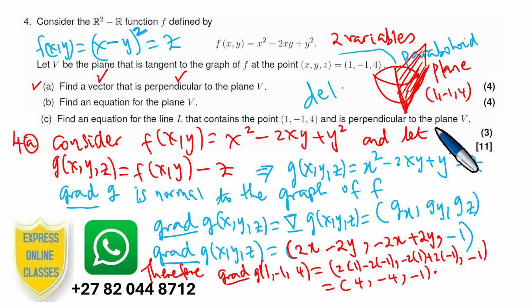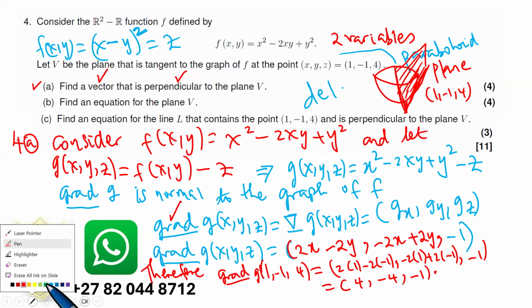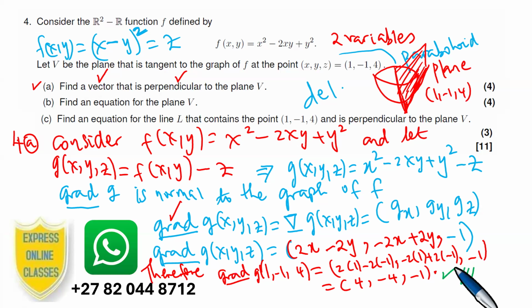Then we are asking the question, find a vector that is what? Perpendicular to this plane. This plane is tangent to this. To find a vector that is perpendicular to the plane, you need to find the gradient. This gradient function, which is the derivative of the function, is able to produce a vector that is perpendicular to the plane. Any question on this one? So this is the vector that we have got.